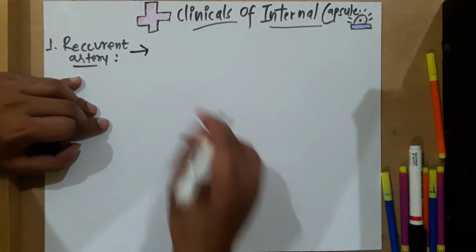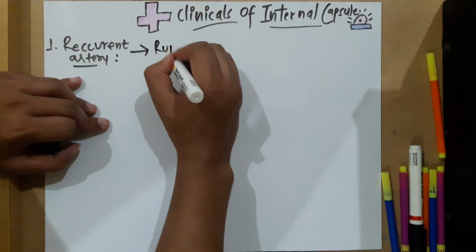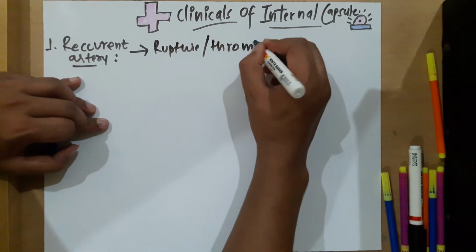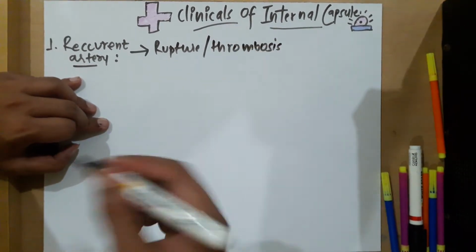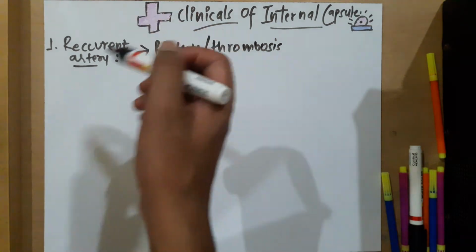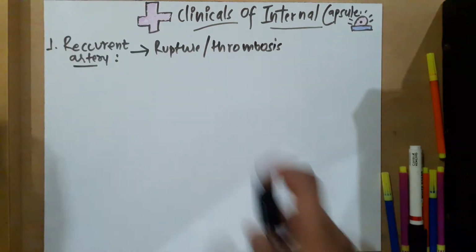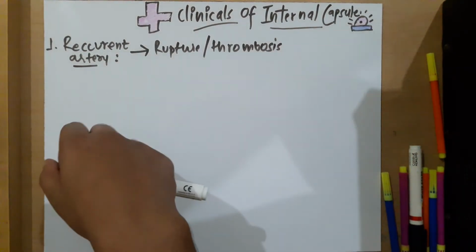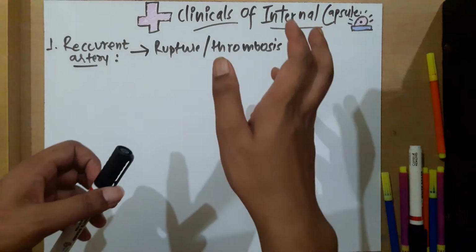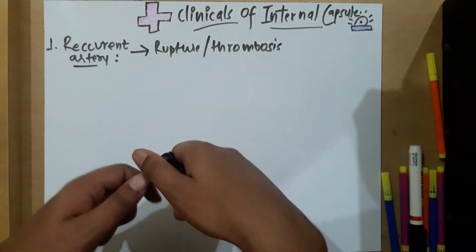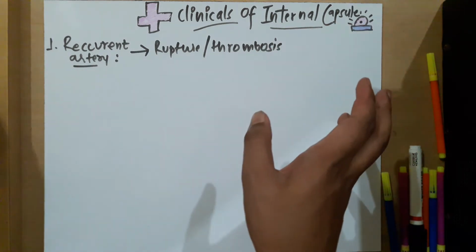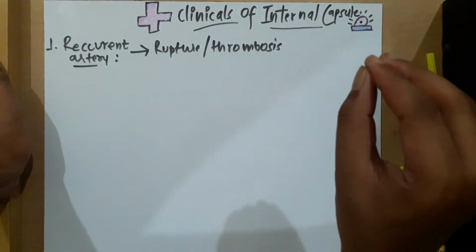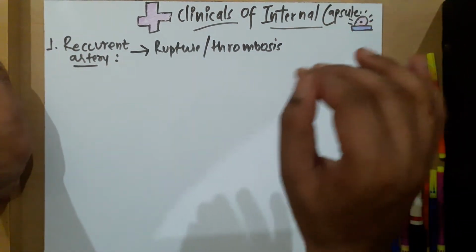Okay, so I write over here, rupture or thrombosis. So what happens when there is rupture or thrombosis in the recurrent artery? This is the same artery, the recurrent artery of Heubner. I am just writing recurrent artery. The recurrent artery is supplying the anterior limb and the genu, and the starting of the upper part of the posterior limb.